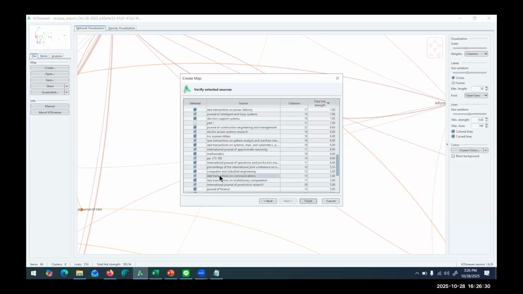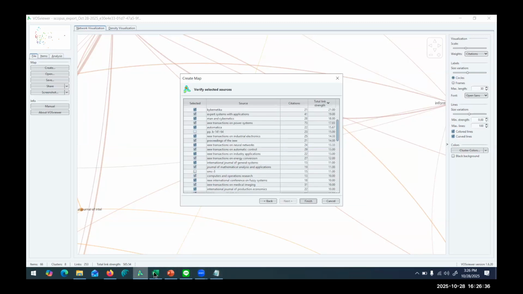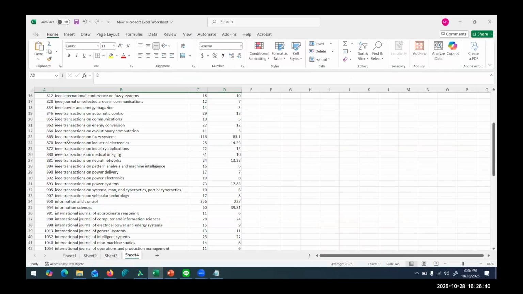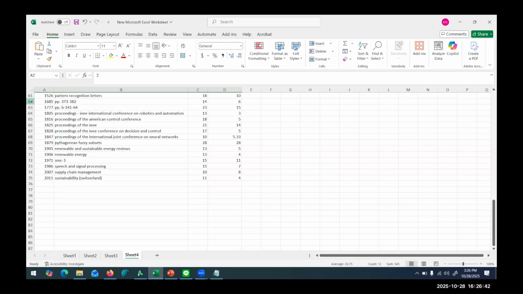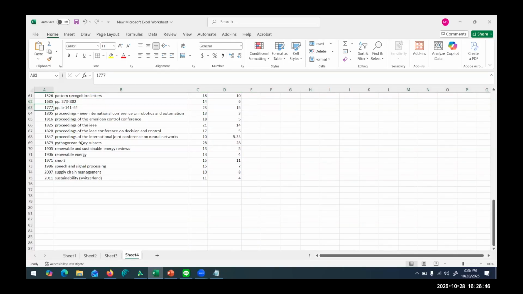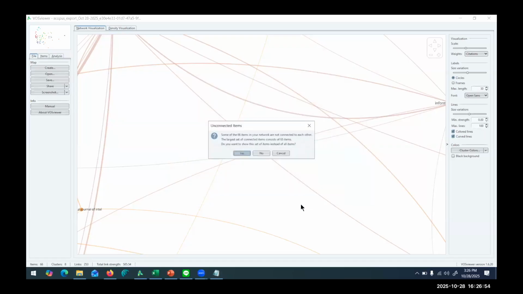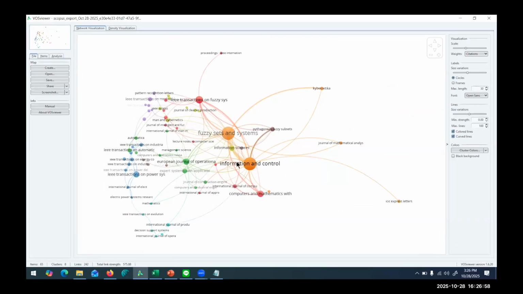So here we have selected all those values that were found irrelevant in this Excel file, for example, this one and this one. After doing all this filtration, we will click finish and we will publish it.